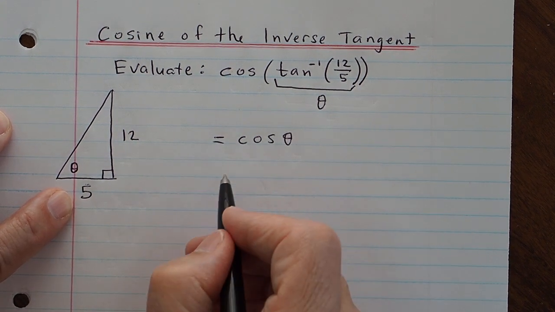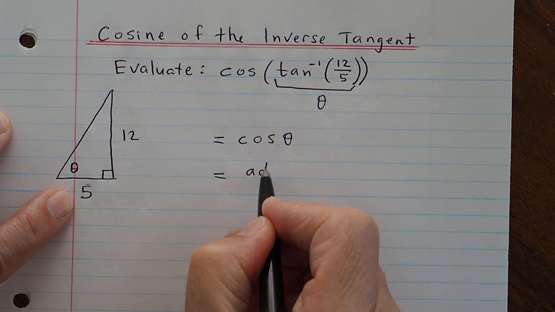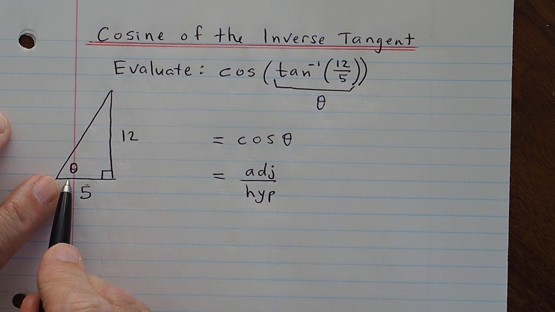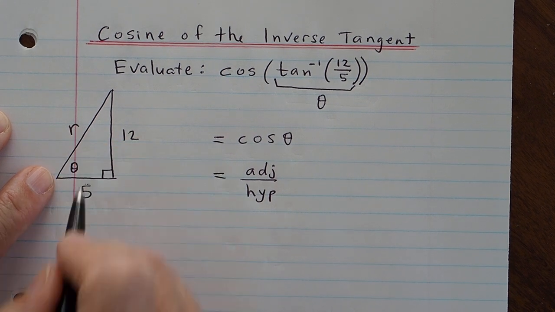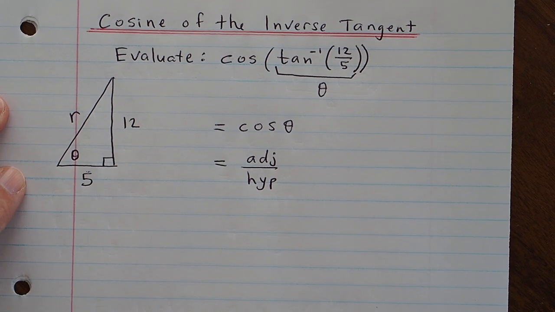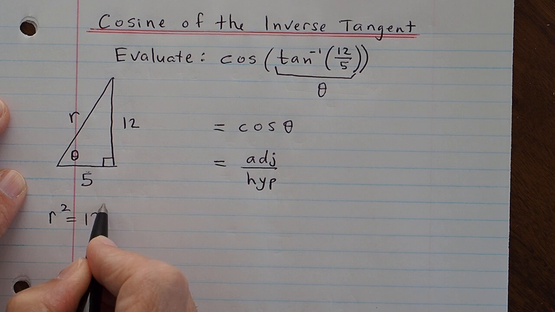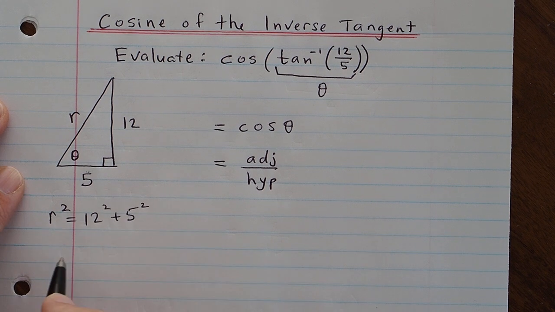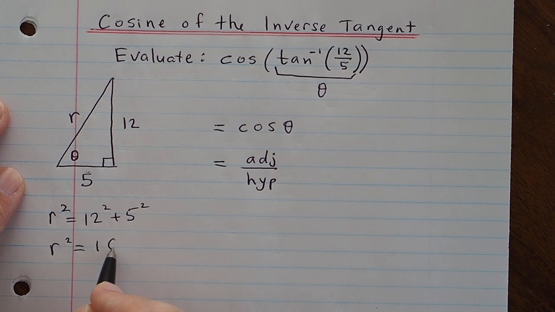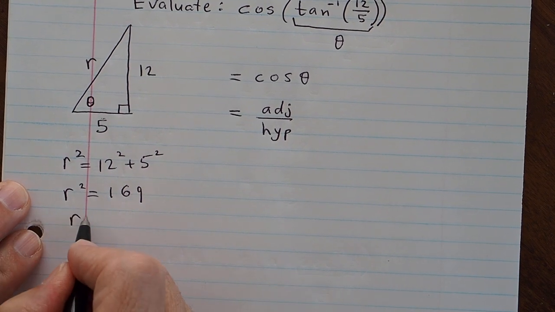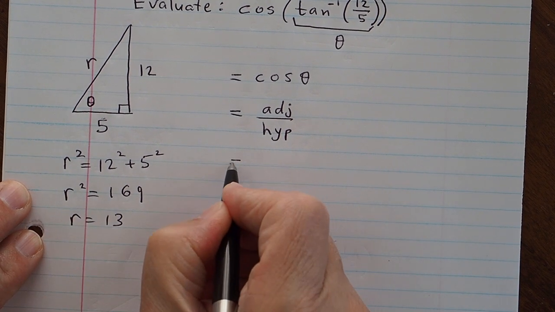Okay, in order to find cos of theta, wouldn't that be adjacent divided by hypotenuse in the very same triangle? Because that's theta. I need to find the hypotenuse. I'll call it r. And I'll use Pythagoras to find r, and then I'll be good to go with this. R squared is 12 squared plus 5 squared. R squared works out to 169. R would be the square root of that. R would be 13. And now I'm ready to go.